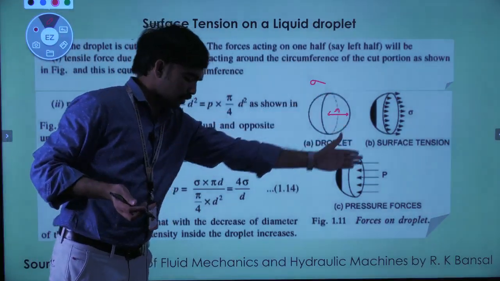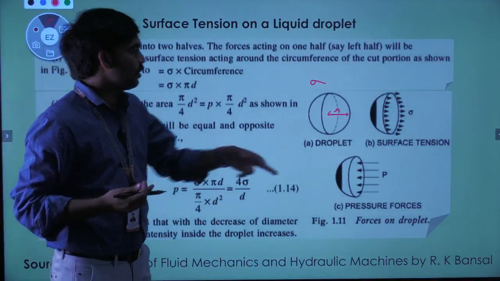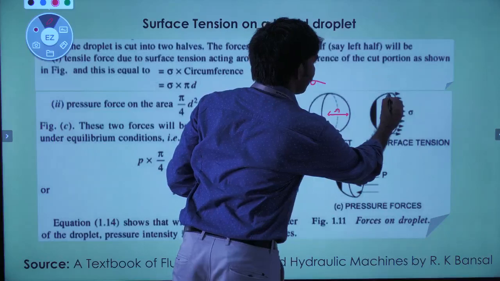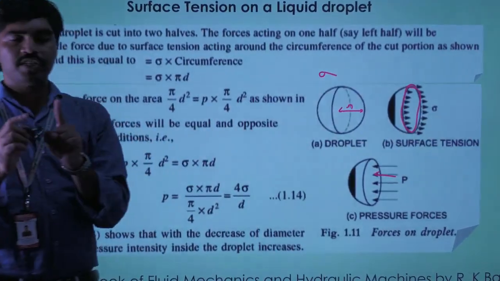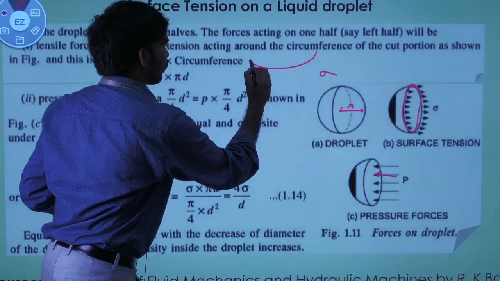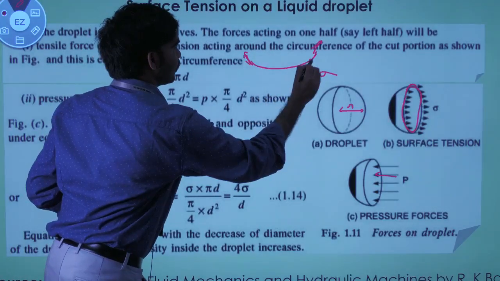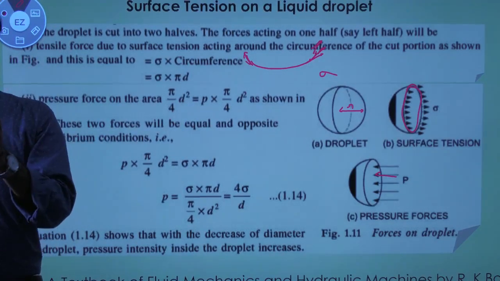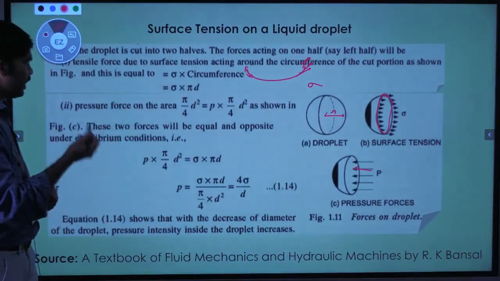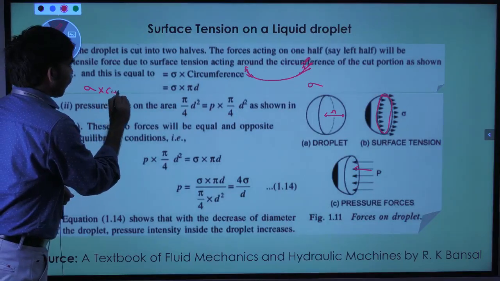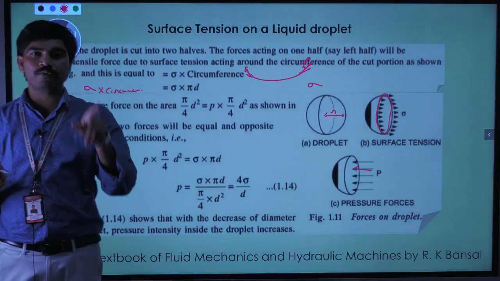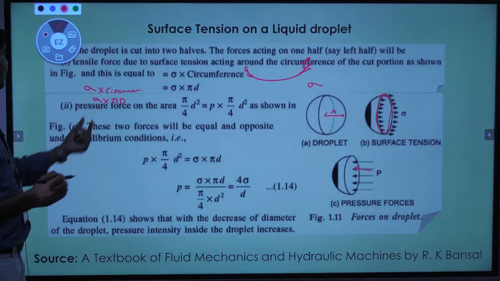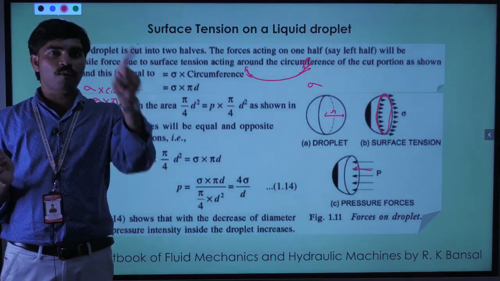Now if I cut this droplet into two halves, what are the forces acting on the droplet? Inside there will be a pressure acting on the droplet, and surface tension will act along the circumference of the droplet. At every point, the surface tension will act along the circumference of the droplet. So what is the total surface tension acting on the half of the liquid droplet? That will be equal to sigma, surface tension, into circumference, right? Sorry, circumference of the sphere, it will be pi d, sigma into pi d. Sigma into pi d is the total surface tension acting on the circumference of the droplet.